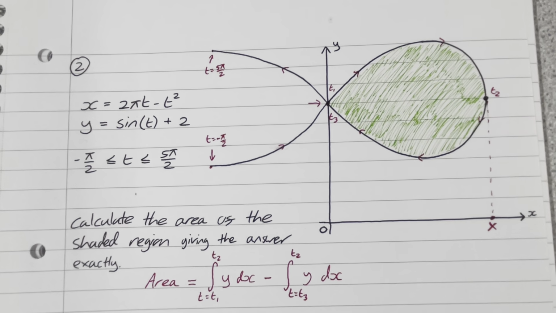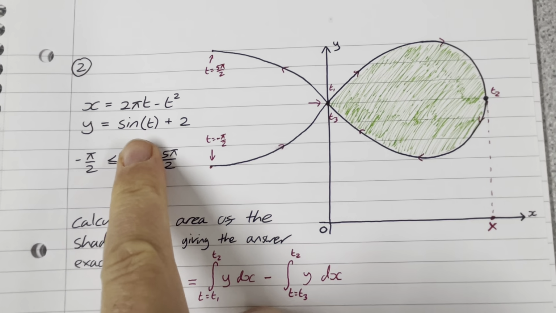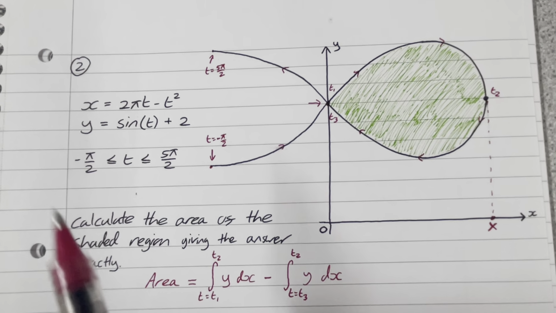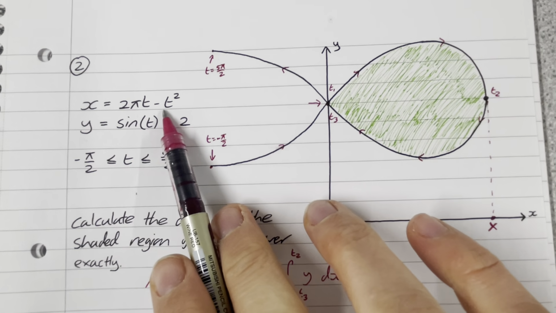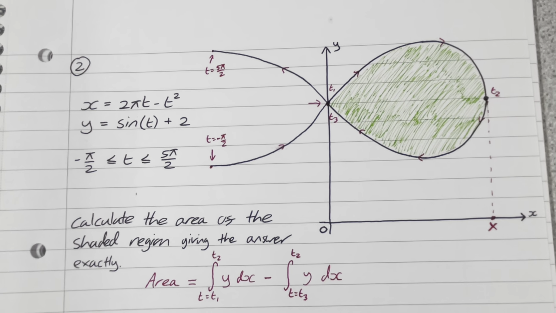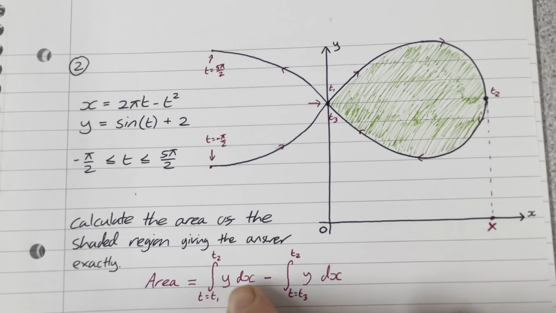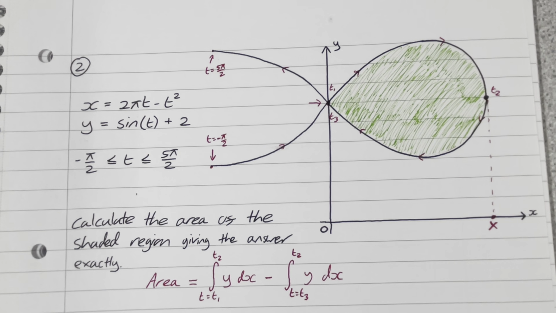Right, we've got y in terms of t, so that's nice and straightforward. We can find dx in terms of dt by just differentiating that, so that's also fairly straightforward. The only issue that we have is actually finding the values of t1, t2 and t3.